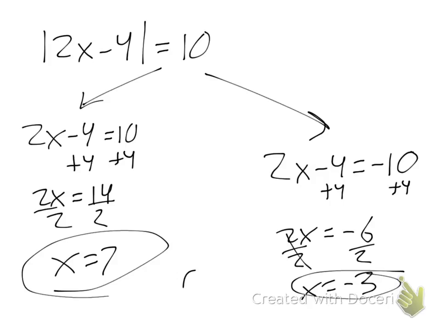So we have two answers. x equals 7 or x equals negative 3. Hey, we just solved an equation. What can we do with those numbers? Check it by plugging it back into the original and make sure they work. That's what you should be doing. Remember, anytime an absolute value is set equal to a negative, it can't work.